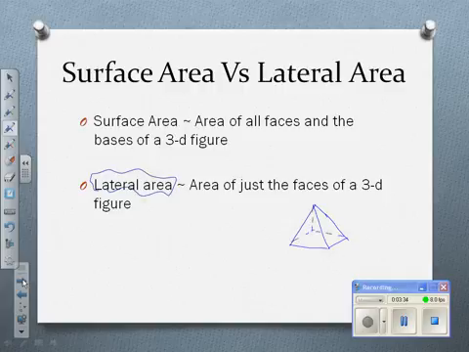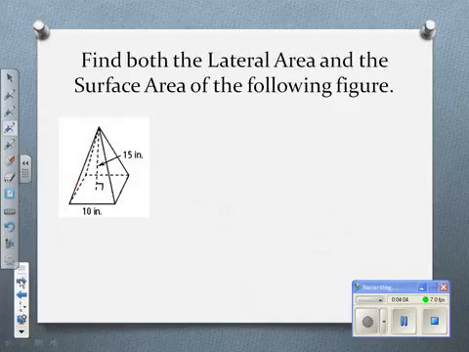it's not going to be the base. It's going to be these four triangles, which are all the same, by the way, if it's a square. If it's other shapes, they're different, but that's going to be the lateral area. In a pyramid, it's everything but the base. In a cone, the lateral is everything but the base. In the prisms that you looked at yesterday, it was everything but the two bases.